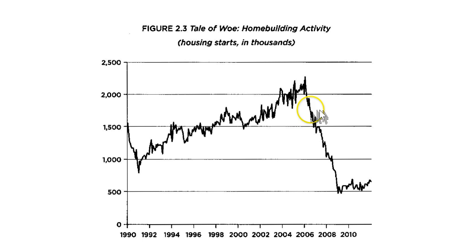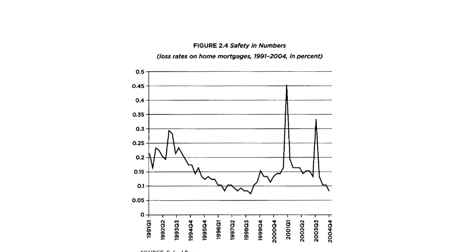And that starts right around 2006. Now, home prices were still going up a little bit, but people stopped building homes. And you could see the housing crash started late 2005, and that's when home builders started to pull back a lot in terms of starting new construction.